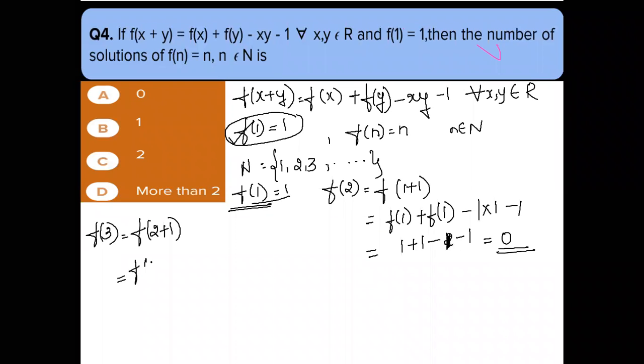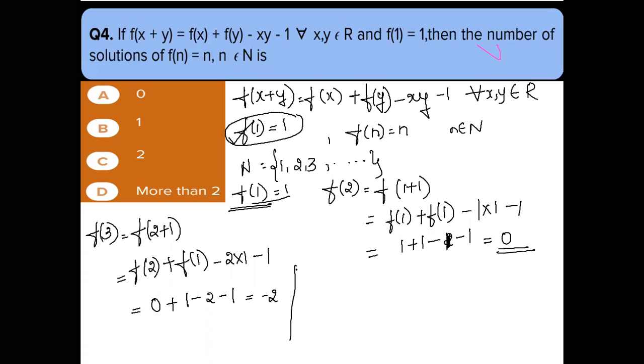So it is f of 2 plus f of 1 minus 2 into 1 minus 1. What is f of 2? F of 2 is 0, plus f of 1 is 1, minus 2 minus 1. So what we'll get? We'll get the answer to be minus 2.